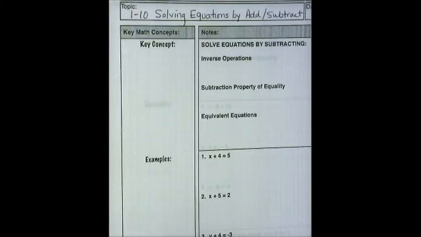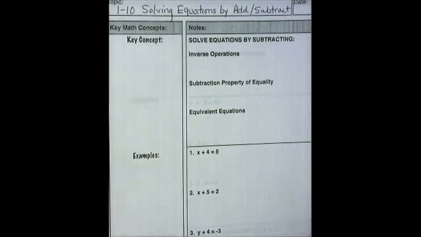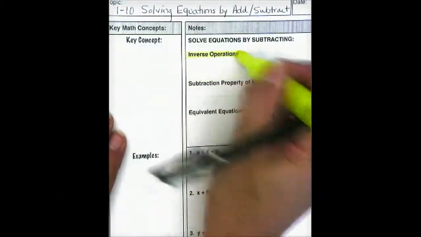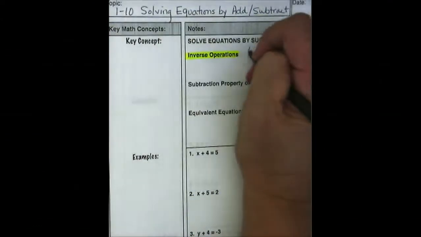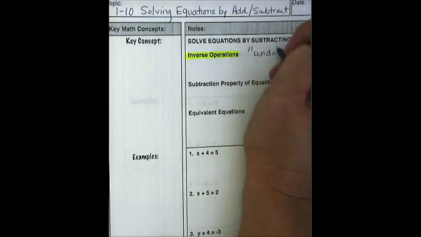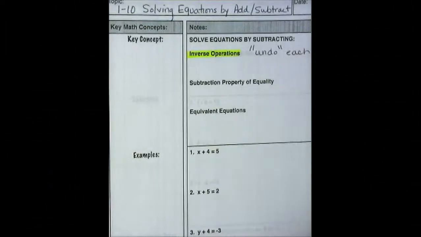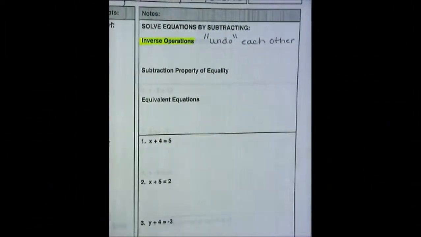Today we're going to work on section 110, solving equations by adding or subtracting. Let's start with solving equations by subtracting, and there are some terms and some things that we need to know. The first thing that we need to talk about is inverse operations. Inverse operations "undo" each other. We'll put that in quotes because it's not really a technical term, but it's a term that we use a lot of times in math to show how these inverse operations work. They undo each other, and we'll talk about them more in just a minute.